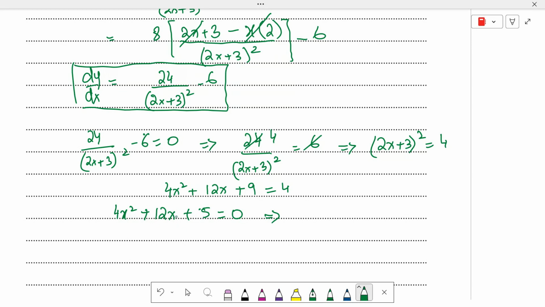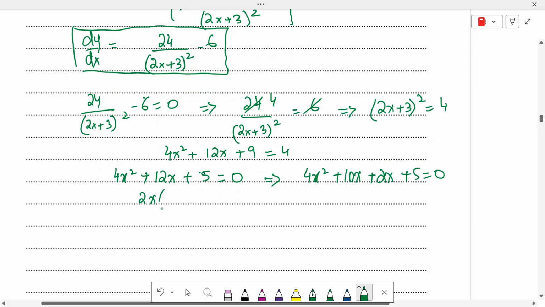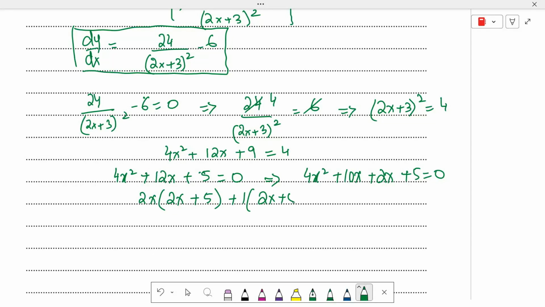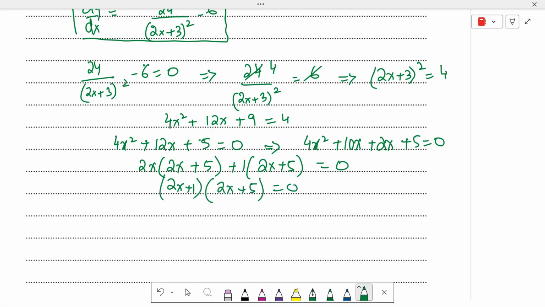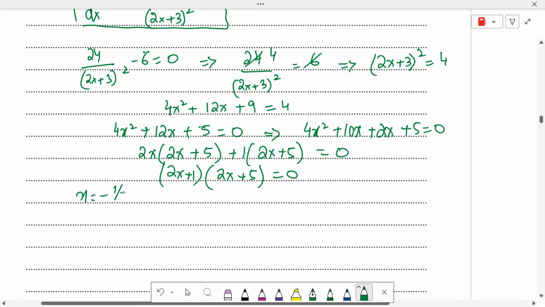This is a quadratic equation, and we can apply factorization. So we will have 4x squared plus 10x plus 2x plus 5 equal to 0, and this is equal to 2x common, and we will have 2x plus 5 and plus 1 times 2x plus 5 equal to 0. Okay, we solve it: 2x plus 1 times 2x plus 5 equal to 0, and this gives x equals negative 1 by 2, and x is negative 5 by 2. So we have two x coordinates.